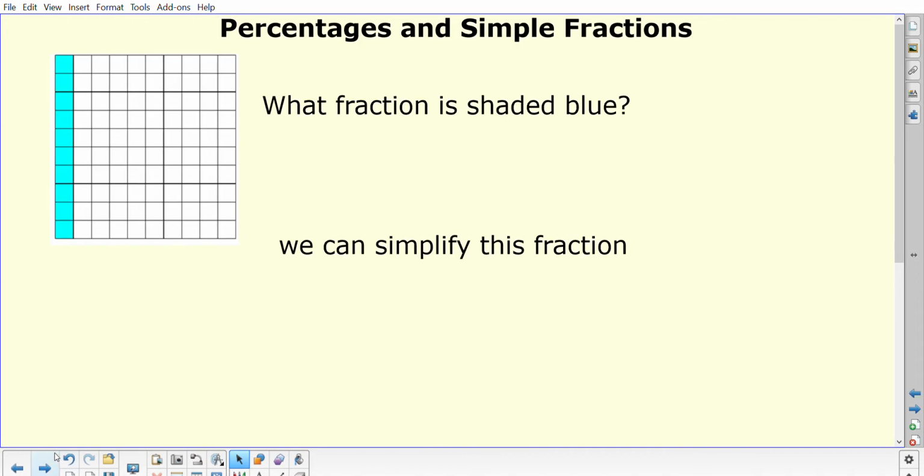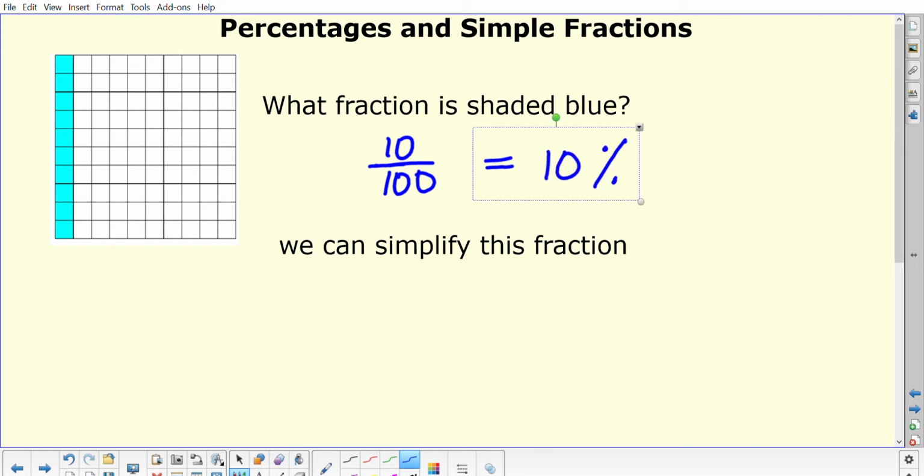So if we look at this first diagram here, we've got a square that's been split up into 100 little pieces, so each bit is worth 1/100. If we said what fraction is shaded blue, there are 10 pieces out of 100 that are shaded blue. So in other words, 10 out of 100, we know that that would mean the same thing as 10%. But we can write this 10 out of 100 as a simpler fraction.